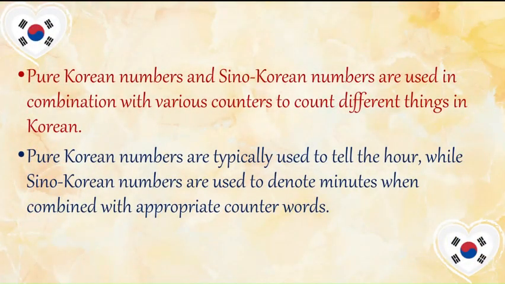Okay, now we know that there are two number systems in Korean. So the pure Korean numbers and Sino-Korean numbers, they are used in combination with various counters to count different things in Korean. We know about this, right? Now, when talking about time, the pure Korean numbers are used to tell the hour, while the Sino-Korean numbers are used to tell minutes, when these numbers are combined with appropriate counter words.